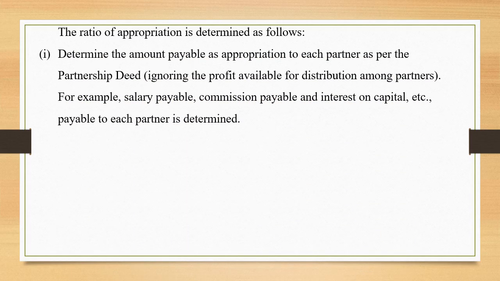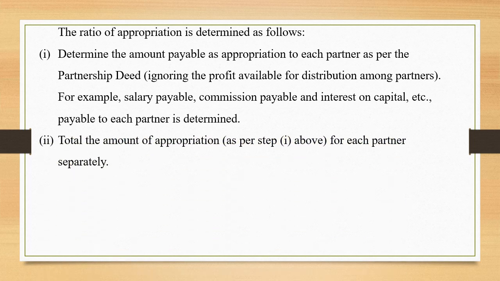The first step is to determine the amount payable as appropriation to each partner as per the partnership deed, ignoring the profit available for distribution among partners. Say for example, there are two partners, A and B. Interest on capital is to be allowed and salary is allowed to A only. So we need to calculate the total amount payable to A and B, including interest on capital and salary.